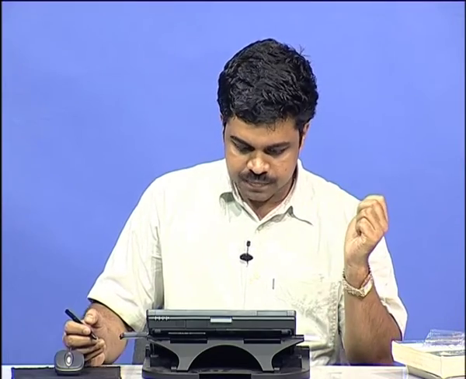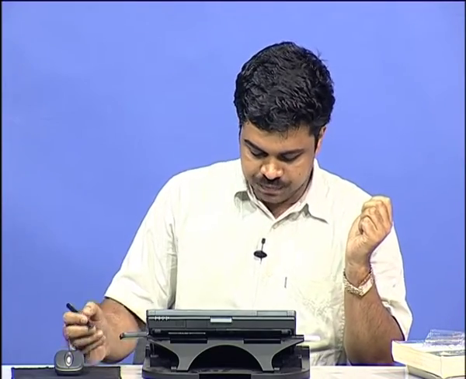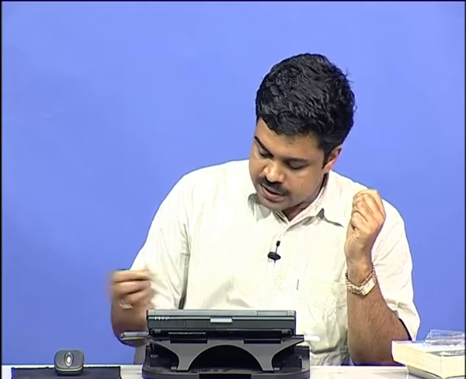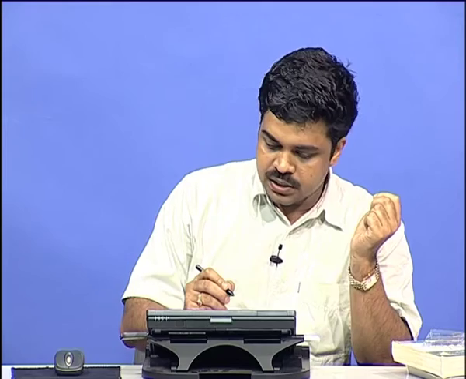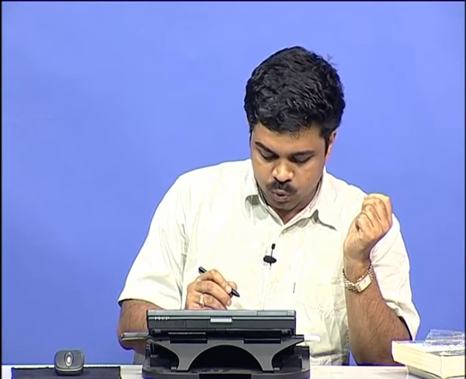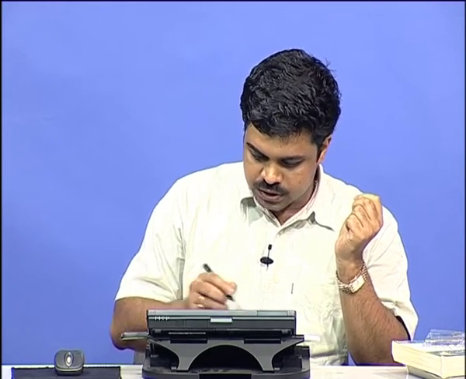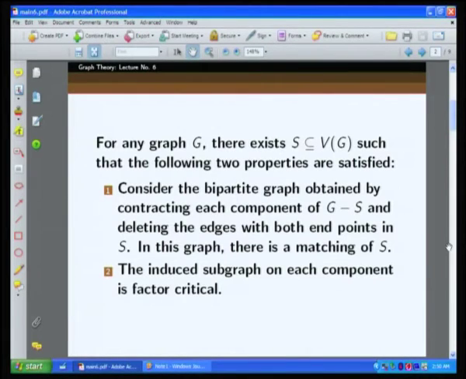The statement is that in every graph G there exists a subset of vertices S which satisfies two properties. Which are the two properties? Let us look at that. The first property, so the second property is easier.